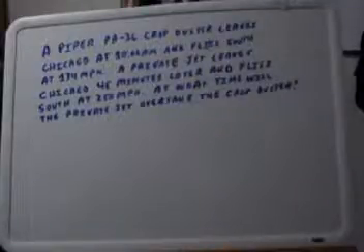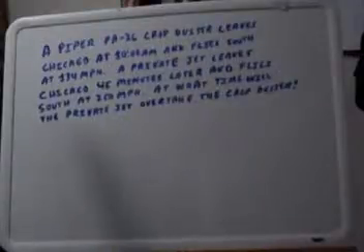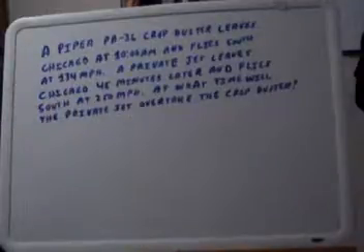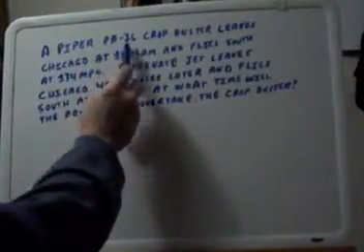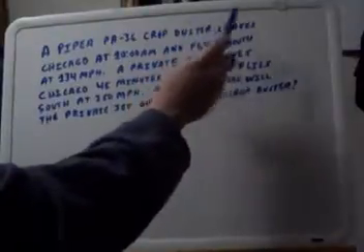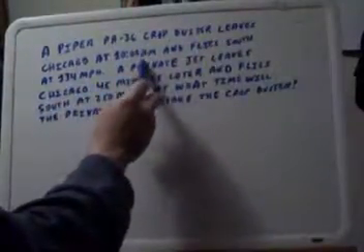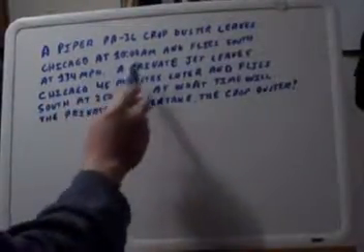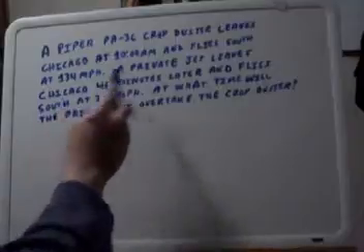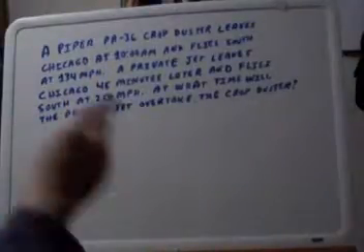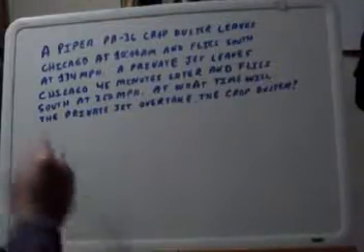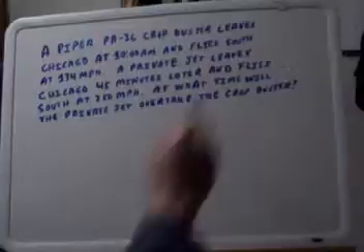I'm now going to continue my video series on ACT math problems with a word problem. You can see this particular word problem right over here. It says, a Piper PA-36 crop duster leaves Chicago at 10 a.m. and flies south at 134 miles an hour. A private jet leaves Chicago 45 minutes later and flies south at 250 miles an hour. At what time will the private jet overtake the crop duster?